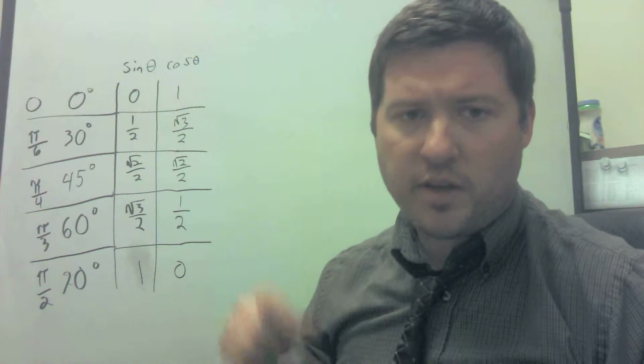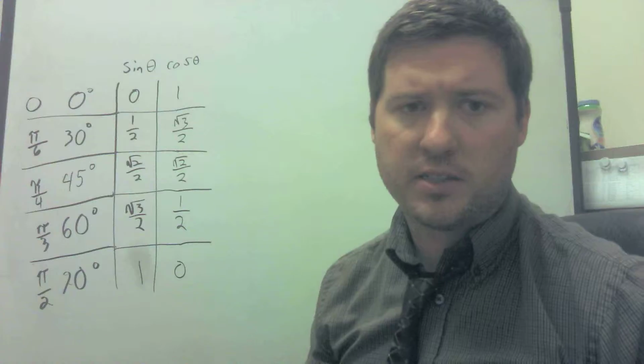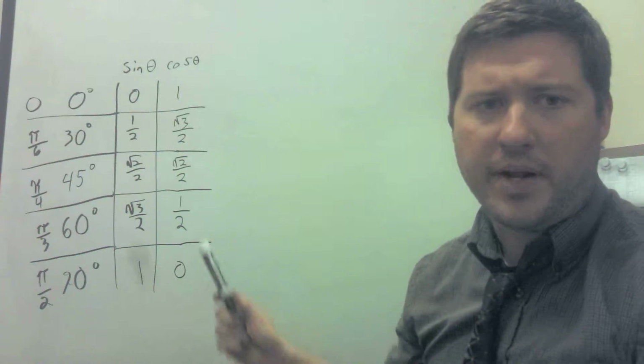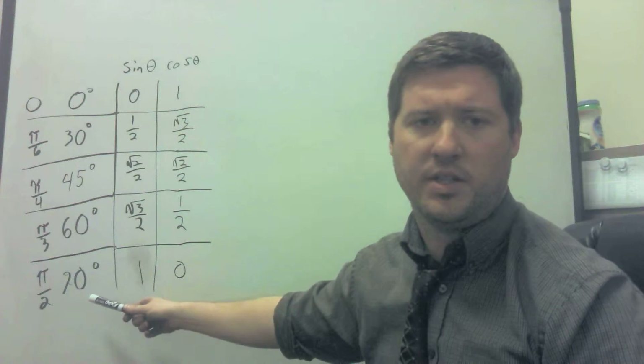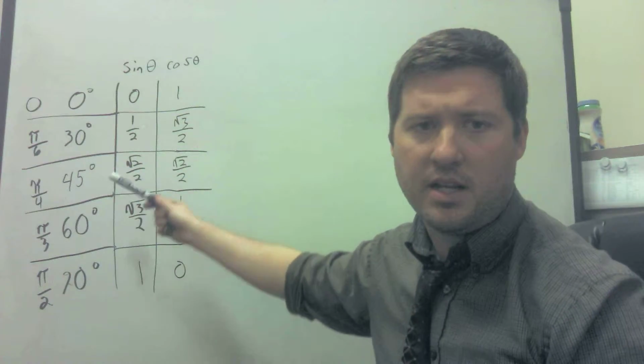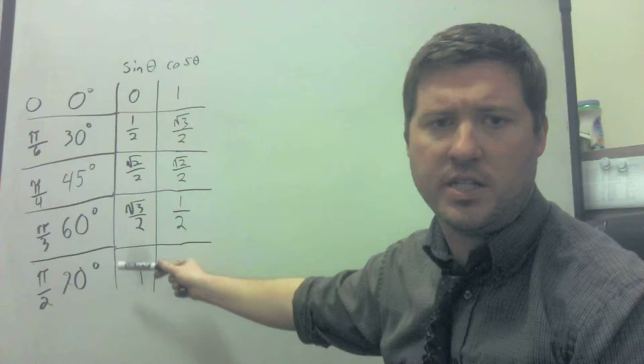Okay, this is a quick video about constructing the unit circle. I've already got my chart of values for standard angles in degrees and in radians, as well as the trig functions of each of those angles.